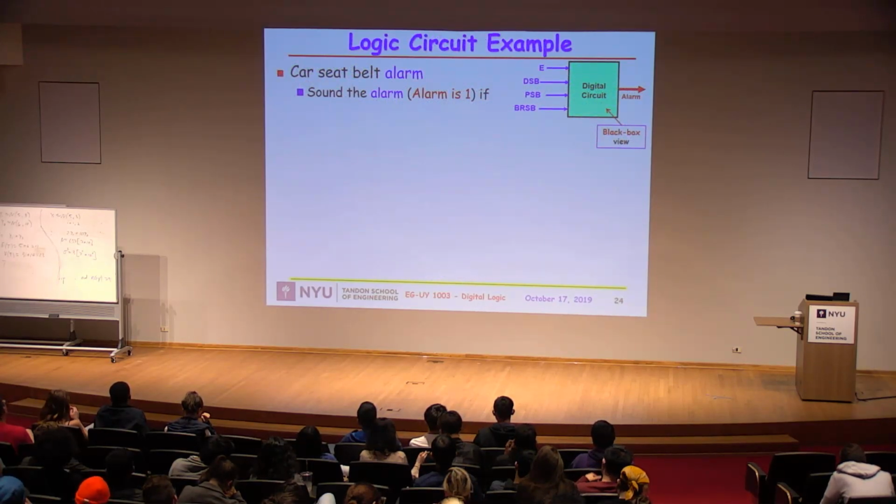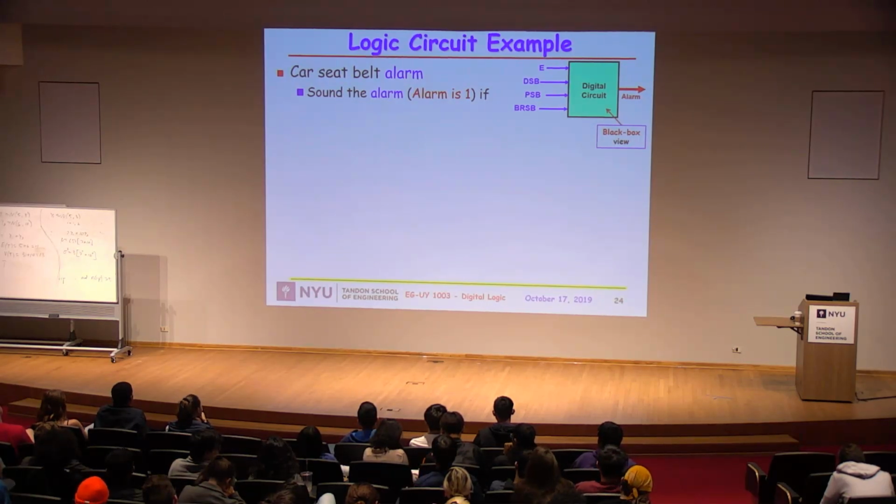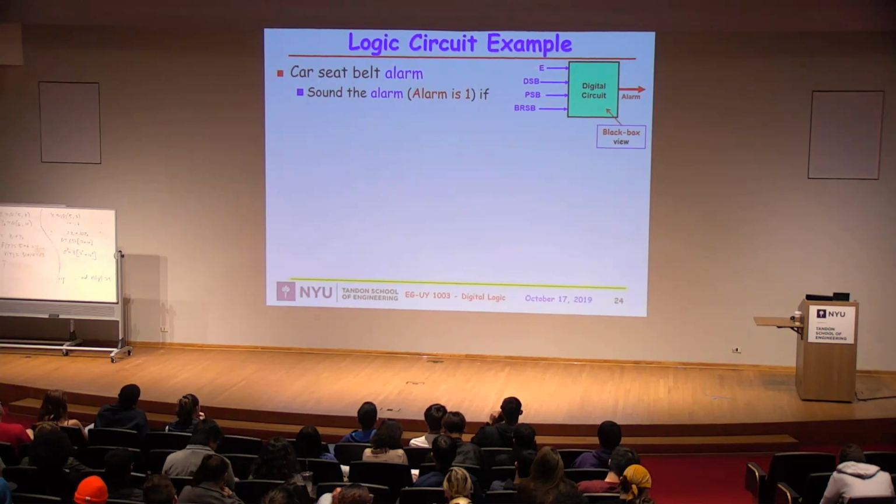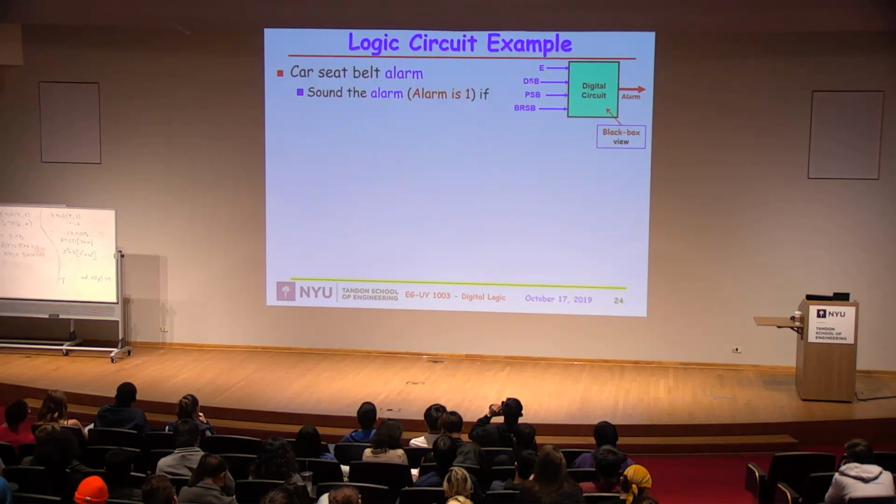So let's develop this circuit that is similar to your circuit next week. Let's develop a car seat alarm circuit. So you have 4 inputs. E for engine. If the engine is turned on, E is 1. This is the driver's seat belt. If it is fastened, this is 1. This is the passenger seat belt. So if it is fastened, this is 1. This is the back row.